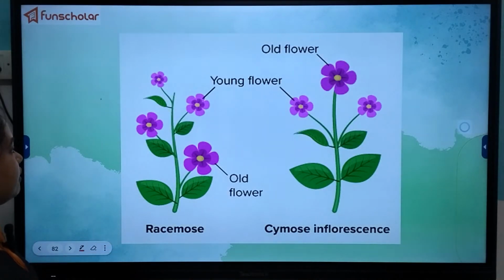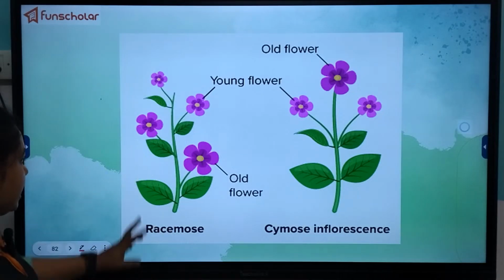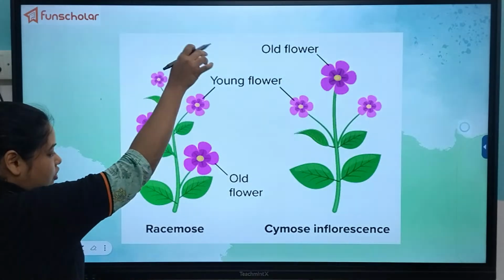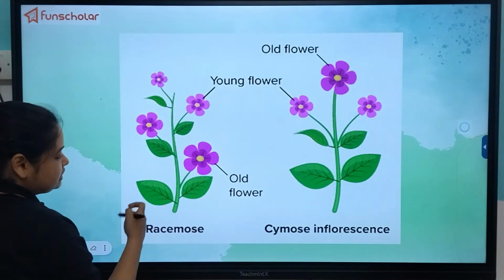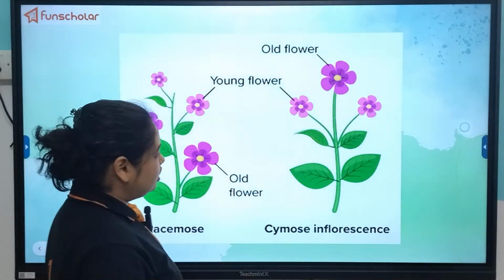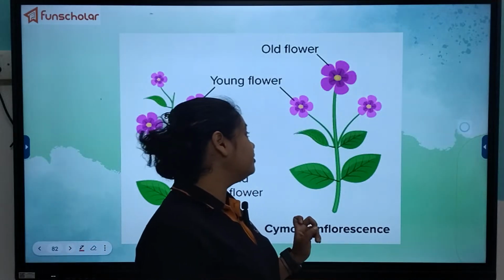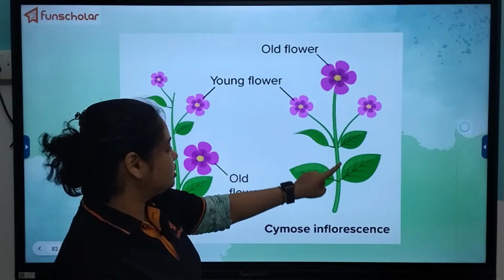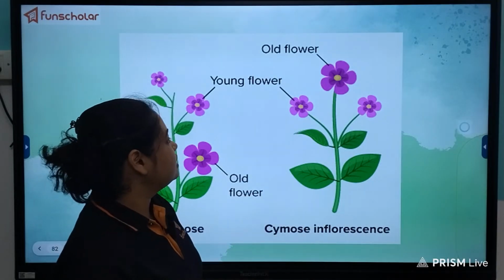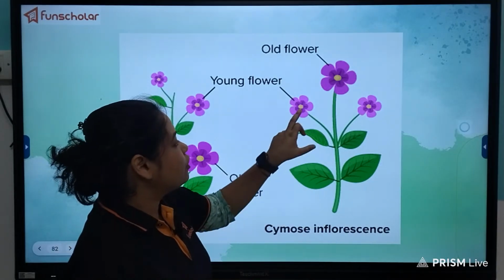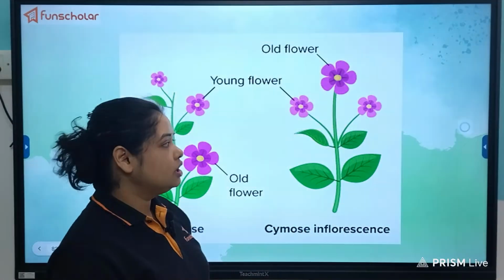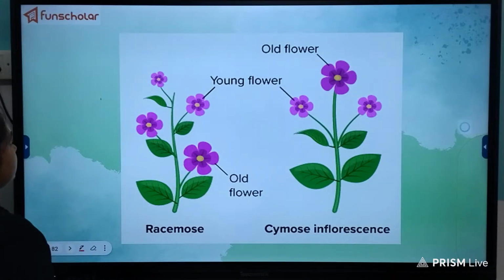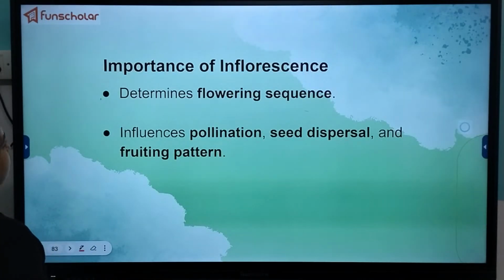In the racemose flower, the arrangement is acropetal order, where the young flowers keep on growing on the top and the old flowers remain at the bottom. On the other hand, in the cymose inflorescence, the growth of the oldest flower stops the growth of the main axis, and the young flowers grow from top to bottom, that is in the basipetal form. So these are the two types of inflorescence.